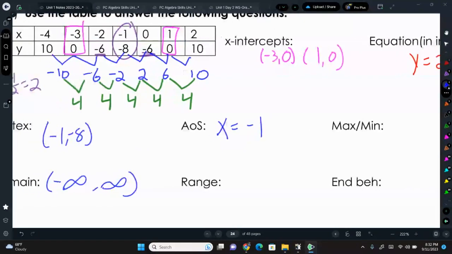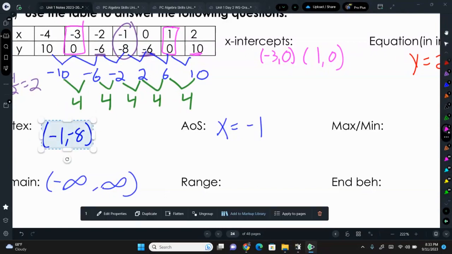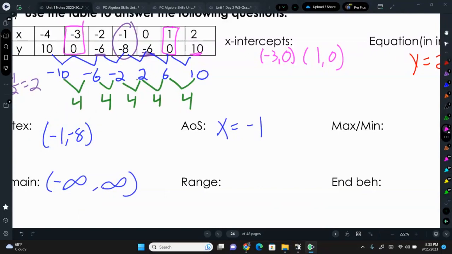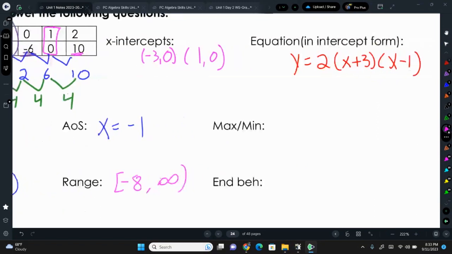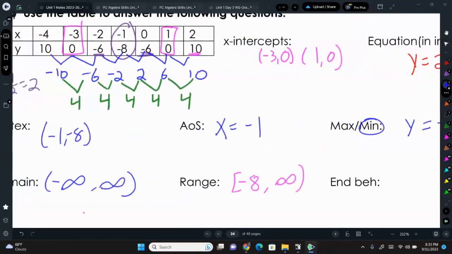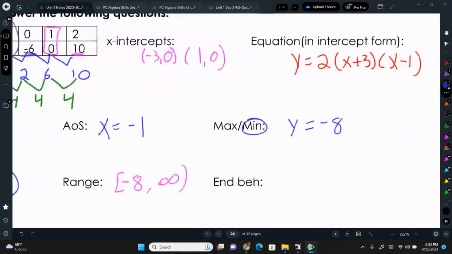Range, so the y values keep going up. We had -8, -6, 0, and 10. So the smallest y value we see in this table is -8, and we go all the way to infinity. Minimum and maximum: because we are going to infinity, we have a minimum value at y equals -8, or the y coordinate of our vertex.